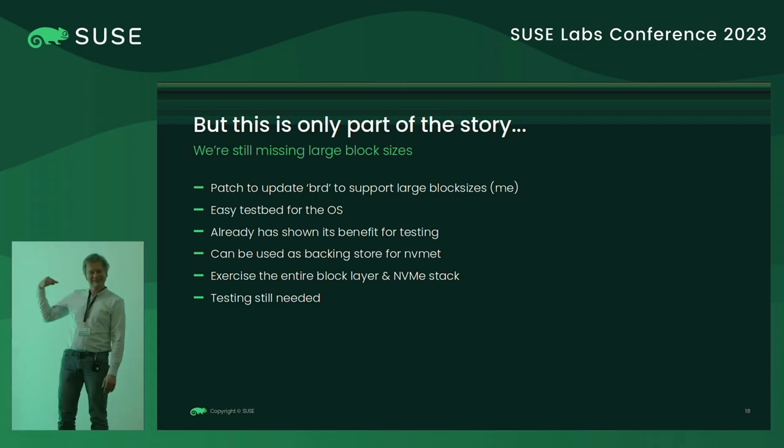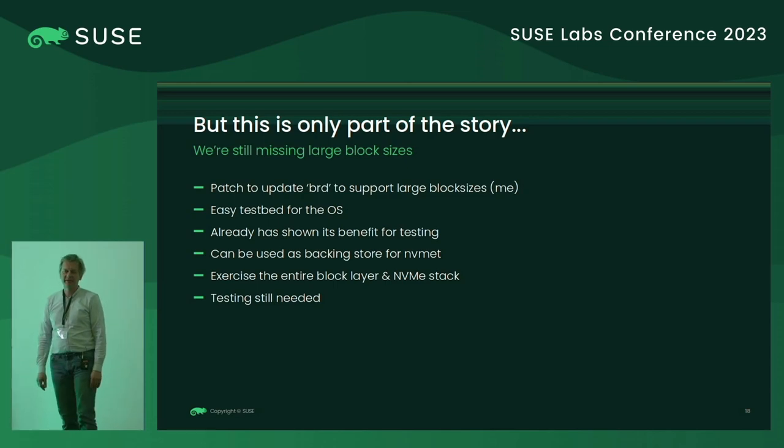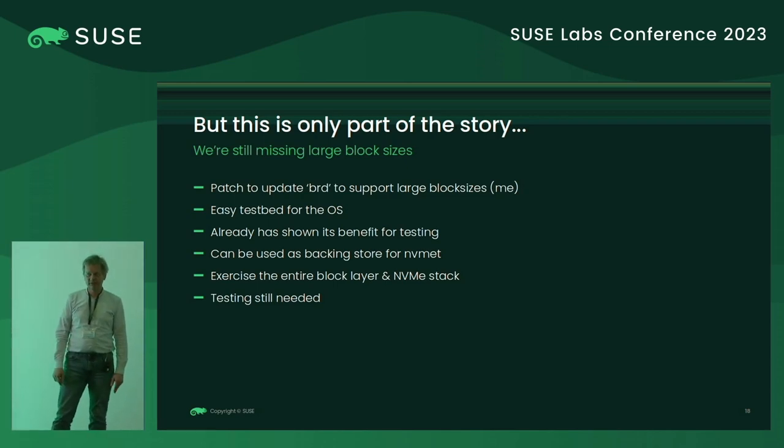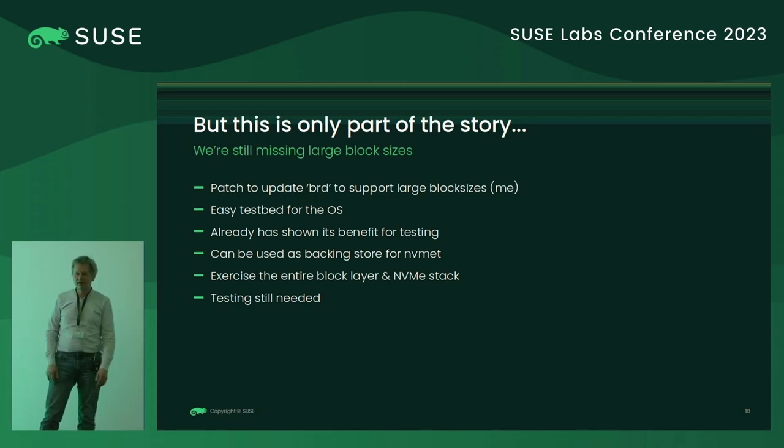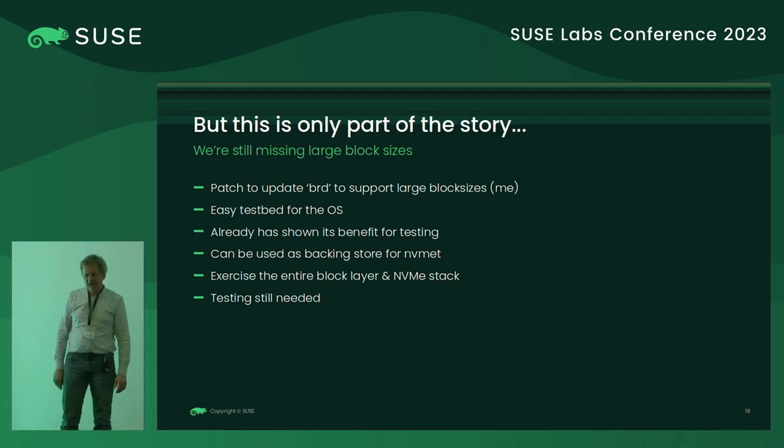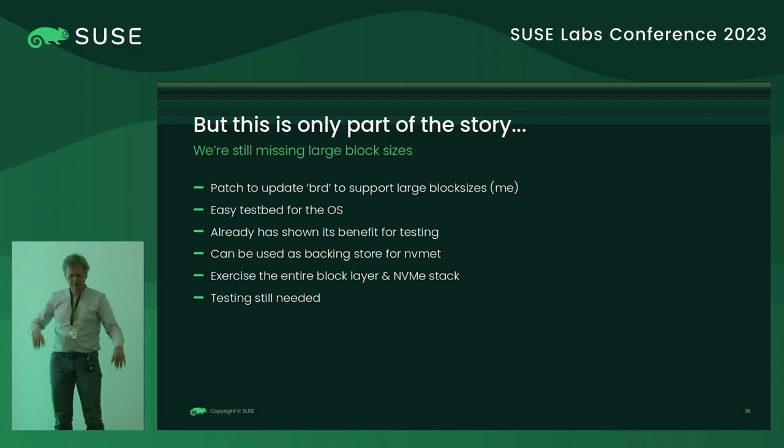Someone converted BRD, that's the RAM disk driver, or one of the RAM disk drivers, to actually expose large block sizes. Because it's completely made up, it's just a RAM disk displaying pages. You could just tell it, allocate not just one page, but a bunch of pages, a bunch of pages in block size, which I told you to do. And that worked reasonably easily. You literally just have to change the order of pages allocated in the driver, and then, you got it.